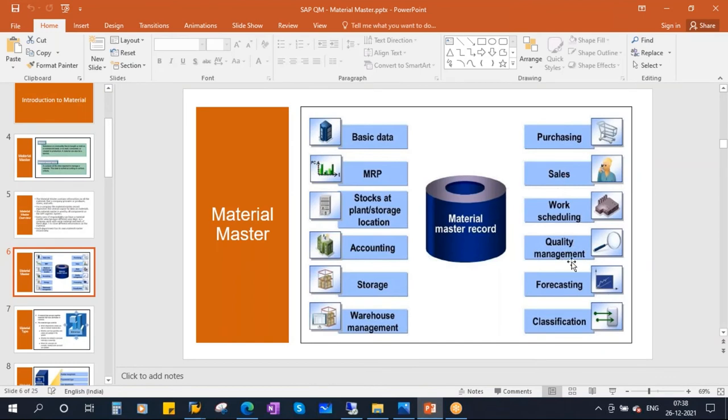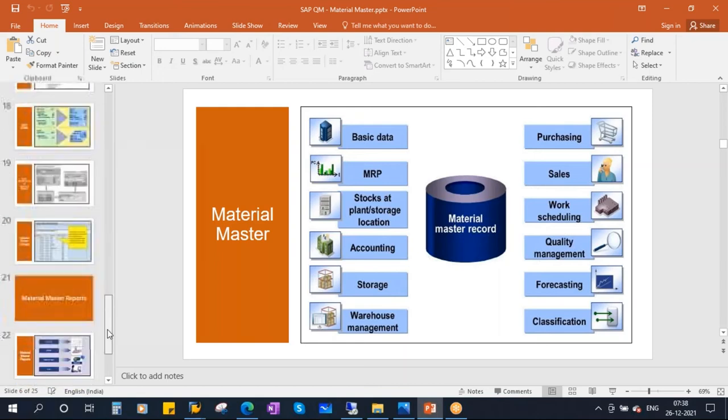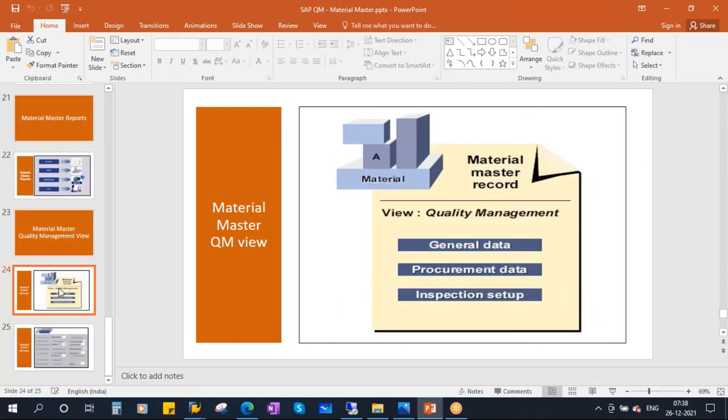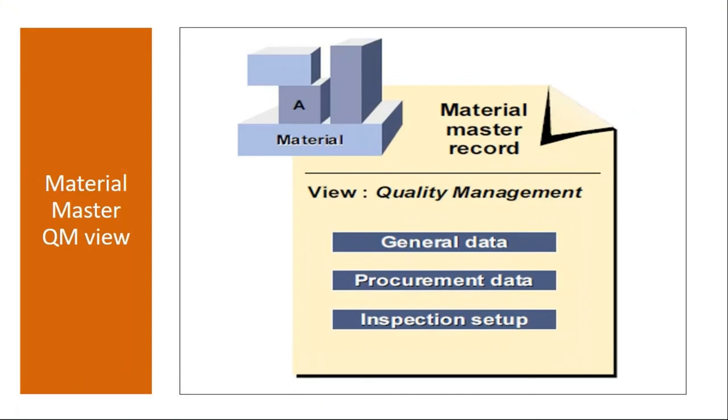So now we will talk about the views relevant for the QM module, quality management module. Basically, in the material master, the only view important for the QM module is the view called quality management. In this view, the data is divided into three sections: one is general data, next one is procurement data, and another one is inspection setup.